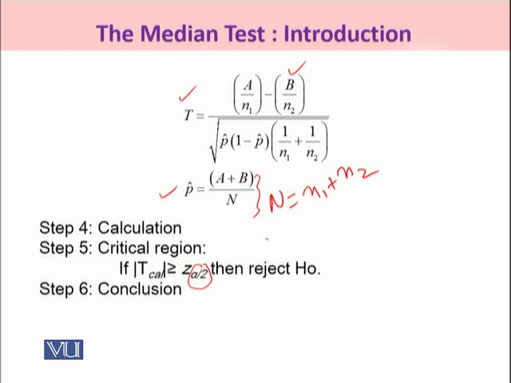इसका ये मतलब है आपके पास कि minus Z alpha by 2 is less than T and that is less than Z alpha by 2. So इसको combinedly आप लिख सकते हैं as if T modulus greater than Z alpha by 2, then reject H naught, and then on the basis of step 4 and 5, you will have to conclude your results.